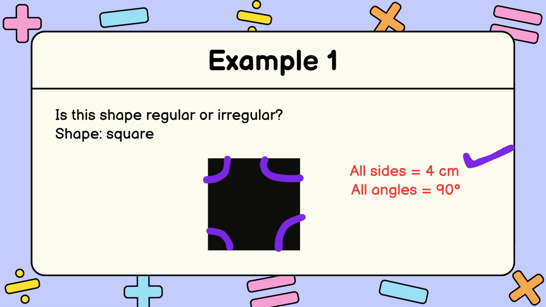Remember, regular shapes have equal sides and angles, which is a simple yet crucial concept when analyzing polygons.